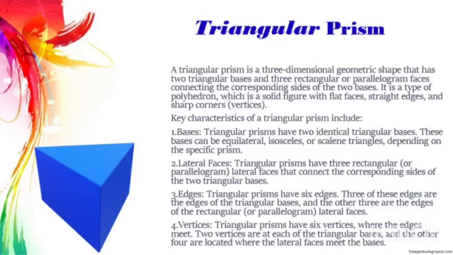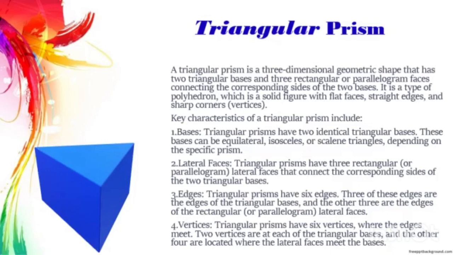Triangular prisms have two identical triangular bases. These bases can be equilateral, isosceles, or scalene triangles, depending on the specific prism. Lateral faces. Triangular prisms have 3 rectangular, or parallelogram, lateral faces that connect the corresponding sides of the two triangular bases.